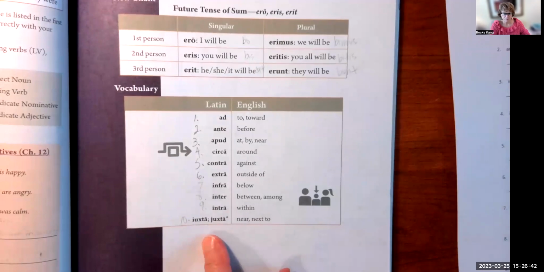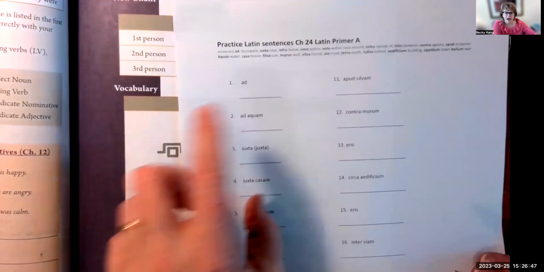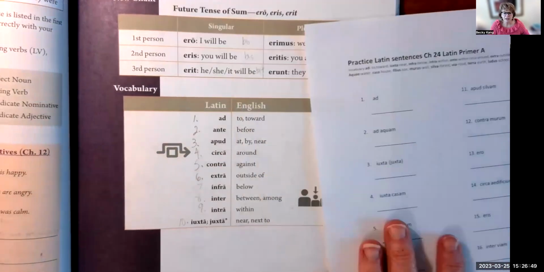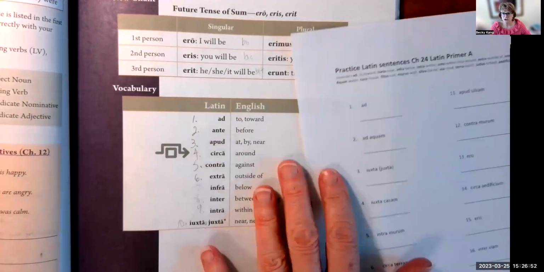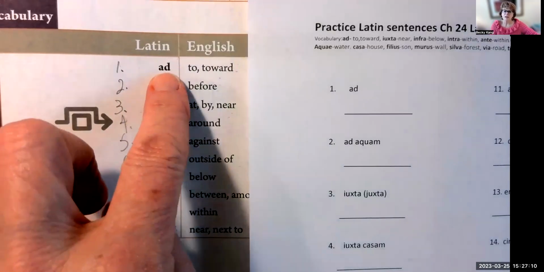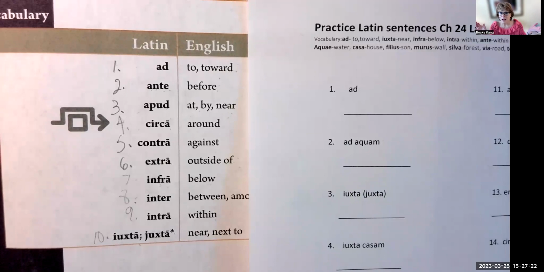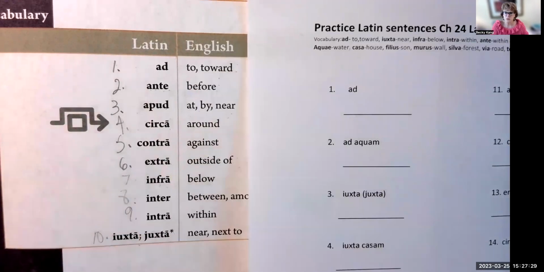There are 10 of them. Ad is the first one. And here's our sheet. Ad. What does ad mean? Well, we can look at our sheet, we can look at our book and see. It means to or toward. So let's say you're looking at an English vocabulary word, like addition, address, and you see that AD in there. That is a Latin root, which means to or toward.